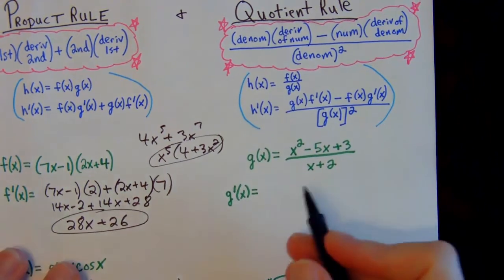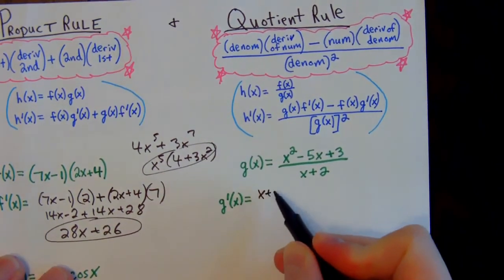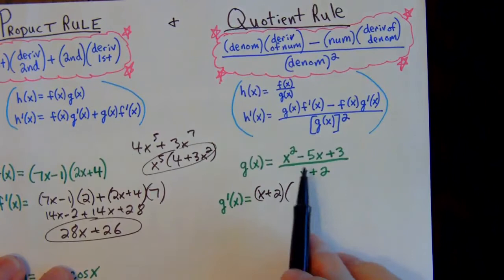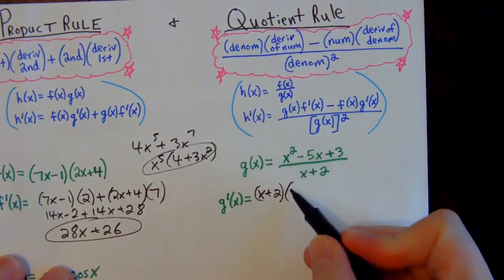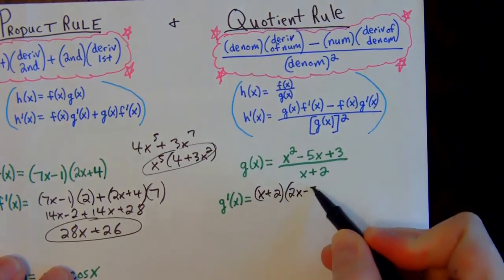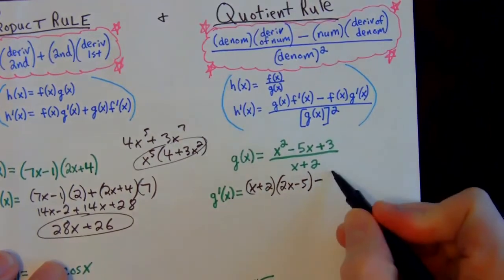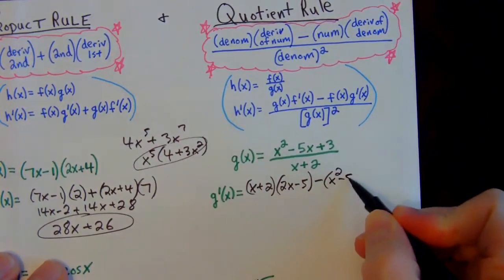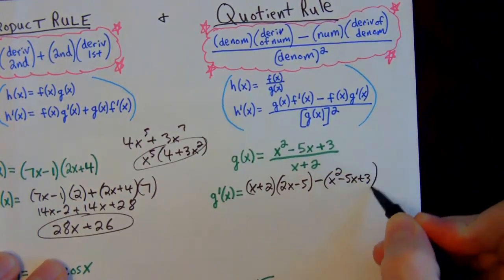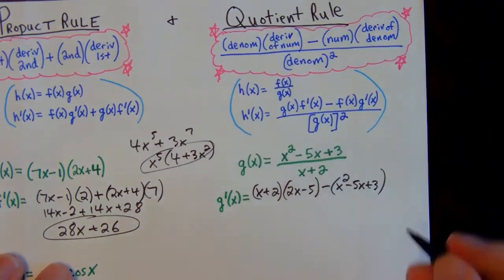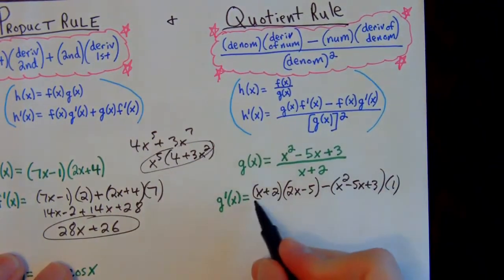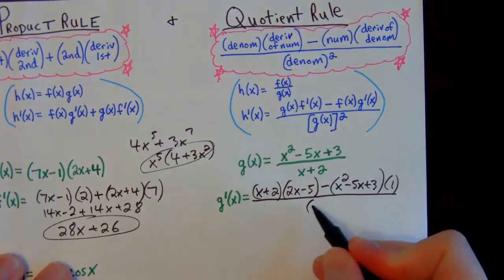So let's apply the quotient rule. We're going to go denominator, write it down, and then you'll times it by the derivative of the numerator, which is your easy 2x minus 5. And then we're going to go minus the numerator, write it down. And then you'll times that by the derivative of the denominator, which is just 1. And it's all over that denominator squared.